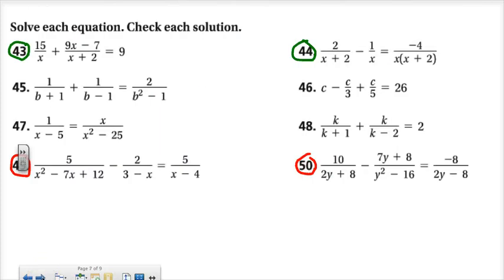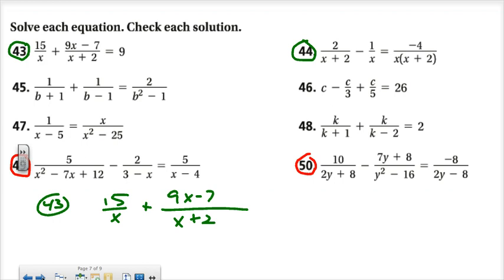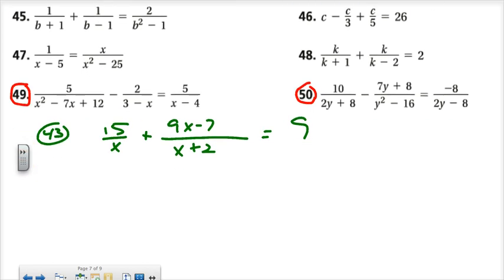All right, the next one that I have on the list here is number 43. And we're going to solve this equation and check our solution. And we have 15 over x plus (9x minus 7) over (x plus 2), and that equals 9. Now, what I'm going to do is look at the fact that my denominators are already in factored form and find my LCD. And my LCD is going to be x times (x plus 2). And don't forget that this 9 is a 9 over 1.